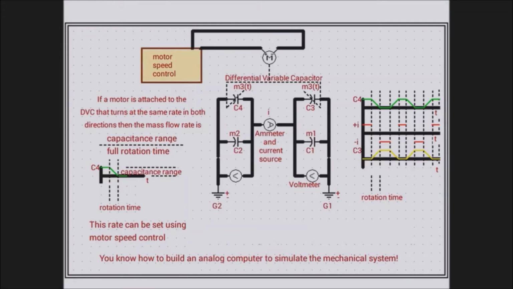Then we repeat that sequence, going back by rotating the shaft in the opposite direction so that C3 goes to 0 at the same rate as C4 goes to the maximum capacitance again. And once that rotation is complete, we turn on the current, this time in the positive direction, again simulating pushing the masses apart. And the ammeter and voltmeter capture those waveforms.